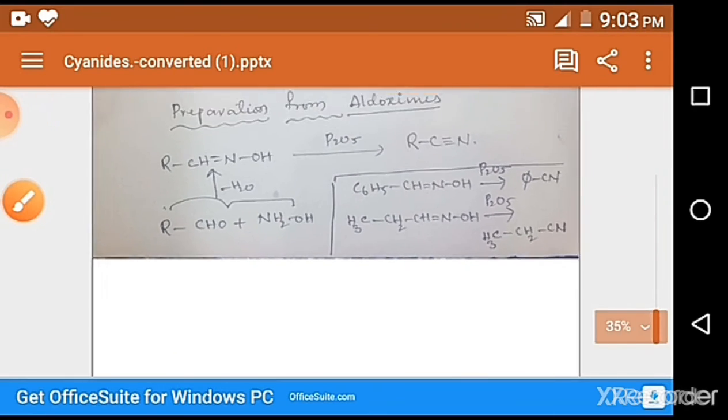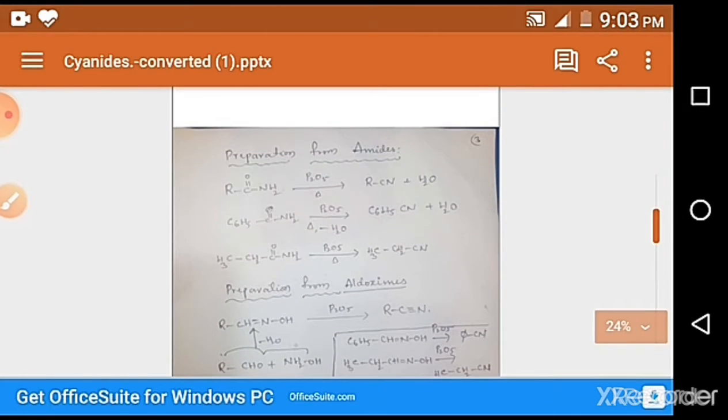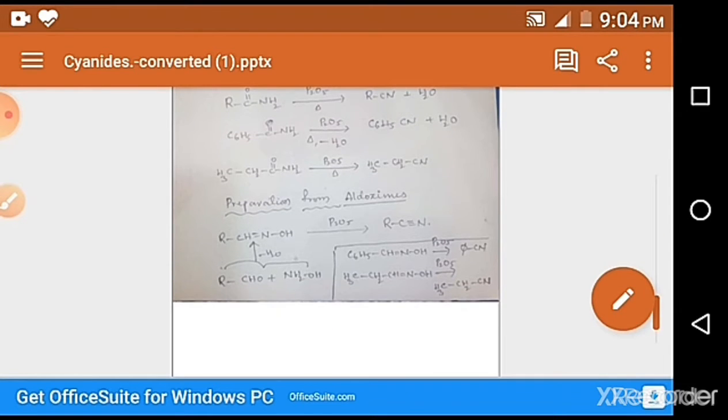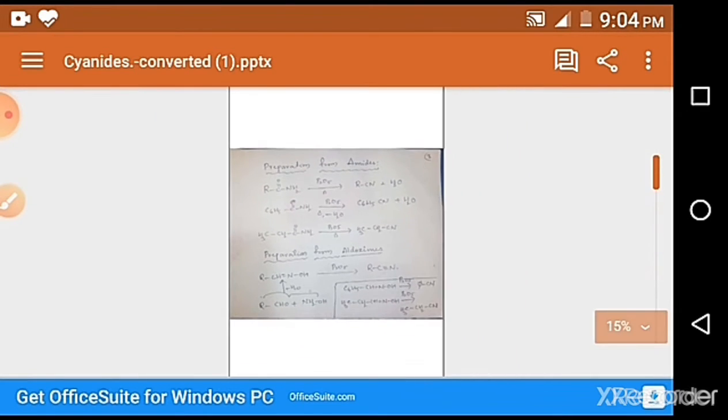So this is one of the preparation methods of cyanides. In this method, amides or aldoximes on treatment with phosphorus pentoxide, by undergoing dehydration, give cyanides. This is one method. Next slide.